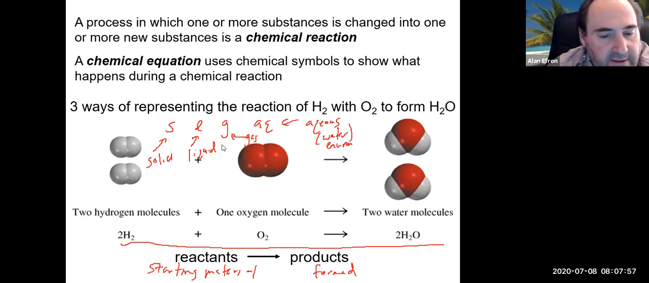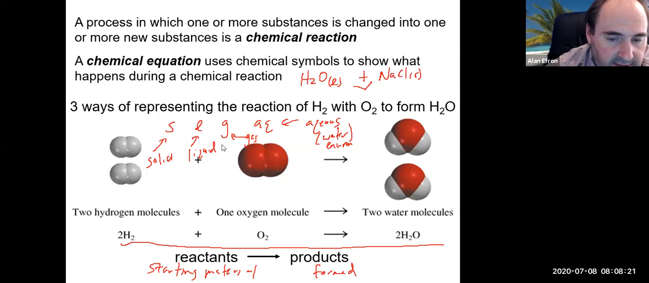Sometimes people ask, what's the difference between AQ and L? The difference is this idea. If you just had water by itself, nothing else there, that's considered a pure liquid. There's nothing else mixed with it. But if you take that water and add to it something like sodium chloride, which is a solid, the sodium chloride is going to dissolve in the water and make an NaCl solution, which is aqueous.